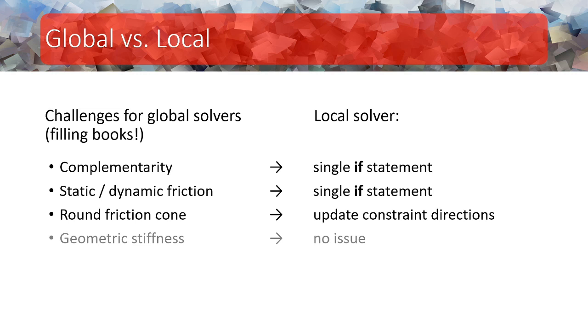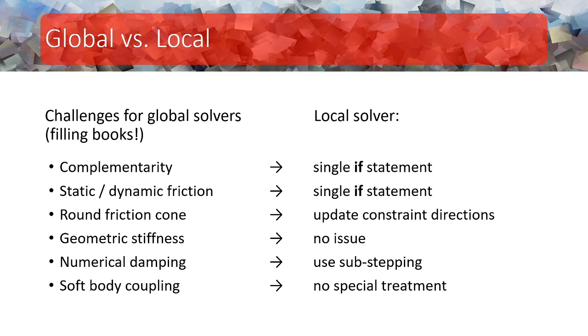The problem of geometric stiffness is not an issue for us because we do not linearize the equations. Using substepping removes the numerical damping that global solvers typically have. As I said before, introducing soft body coupling makes the already complex equations for global solvers even more complicated. For us, rigid body coupling with soft bodies does not even require special treatment because we do rigid body simulation within the position-based dynamics framework.